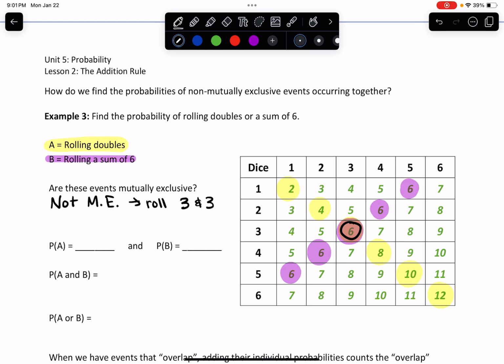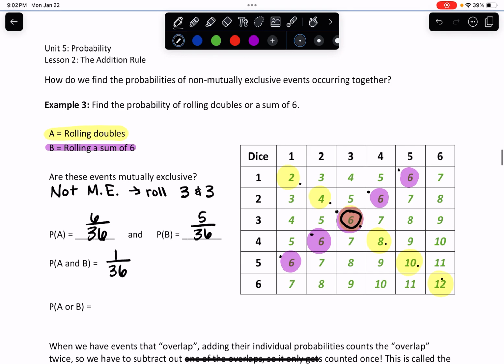So the probability of rolling doubles is 6 out of 36. The probability of rolling a sum of 6 is 5 out of 36. The probability of both of these events happening is 1 overlap out of 36. So we're going to handle the non-mutually exclusive events. We're going to start by adding. So 6 over 36 plus 5 over 36.